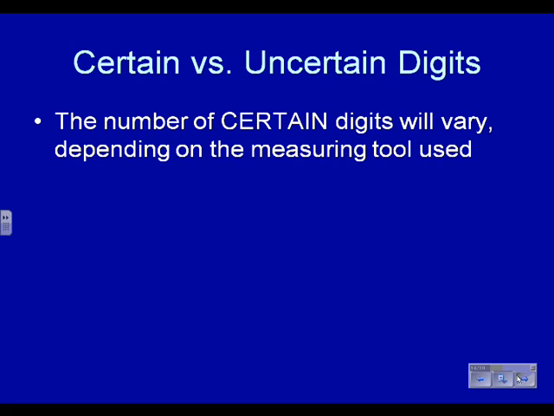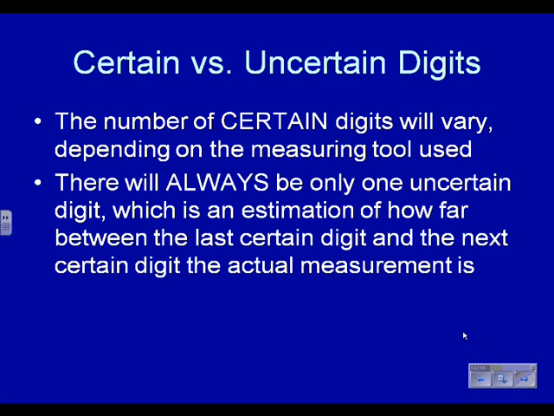Okay? But there is always only one uncertain digit, an estimation of how far it is between the previous certain digit and the next certain digit. That's actually part of your measurement. It's the uncertain part of your measurement. It's not the actual length or the actual mass or the actual volume, but that uncertainty is part of how we measure. Okay? So certain digits will depend on the number of markings on the ruler that we're using, whatever measuring device it is, but there's always only one uncertain digit. Together, the number of certain digits plus the number of uncertain digits tells us how many significant digits a measurement has. And we talked about that last week.